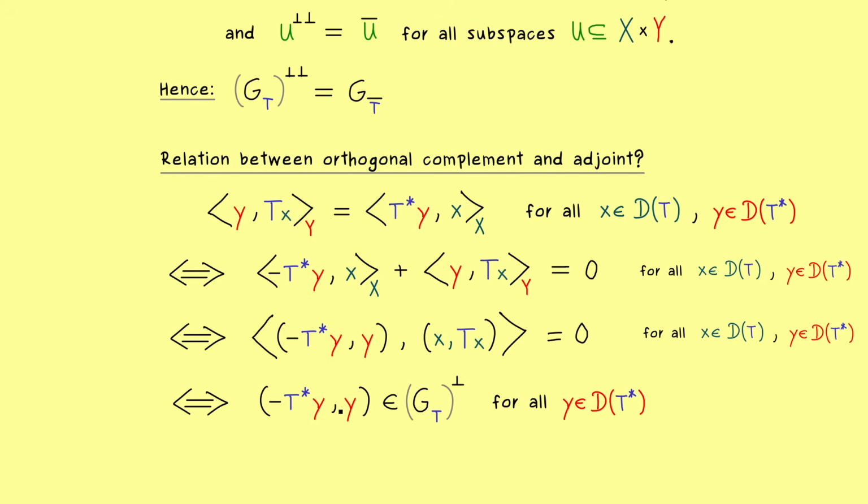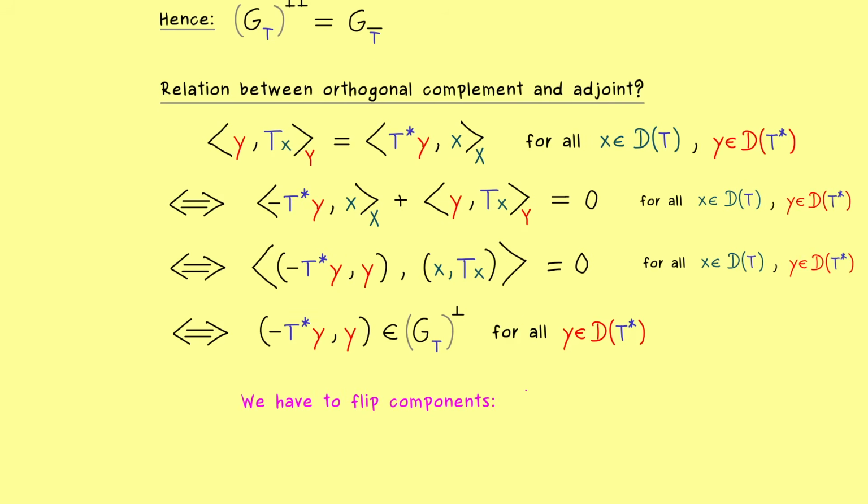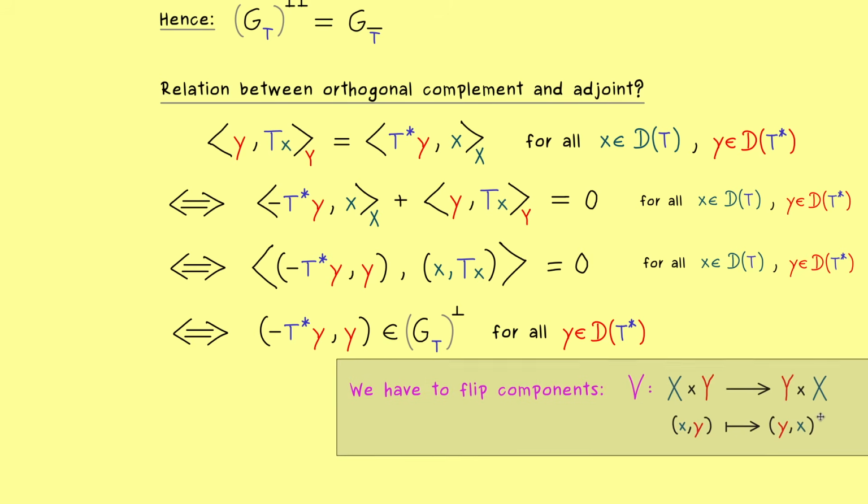And now you should see that this pair here almost describes the graph of T star. So the only thing we have to do here is to flip components with an operator V in X times Y. So it's quite simple because it just tells us that every element (x, y) gets flipped in the components. So we send (x, y) to the element (y, x). So formally we have 2 different Hilbert spaces on the left and on the right here, but you can already see they carry exactly the same information. So it's a really simple linear operation where the inverse is also clear.